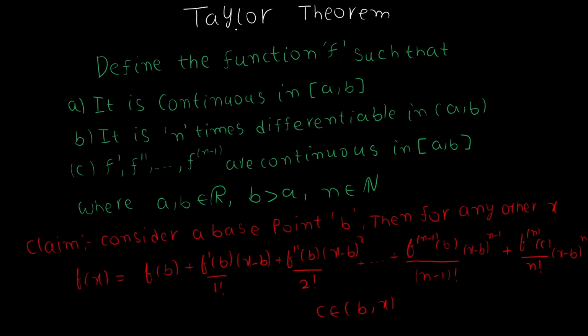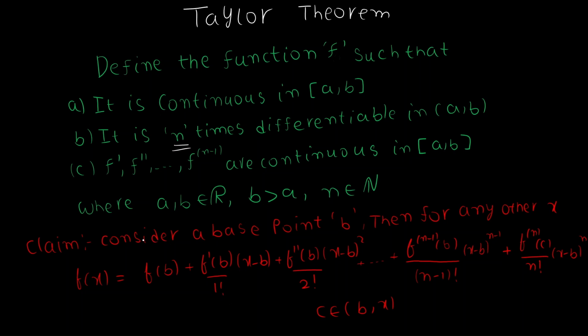Now let us discuss Taylor's theorem. In this, we will define the function f such that it is continuous in closed interval a comma b. It is n times differentiable in open interval a comma b, and f dash, f double dash, till the n minus 1 derivative of f are continuous in closed interval a comma b, where a comma b belong to R and b is greater than a without loss of generality, where n is a natural number.